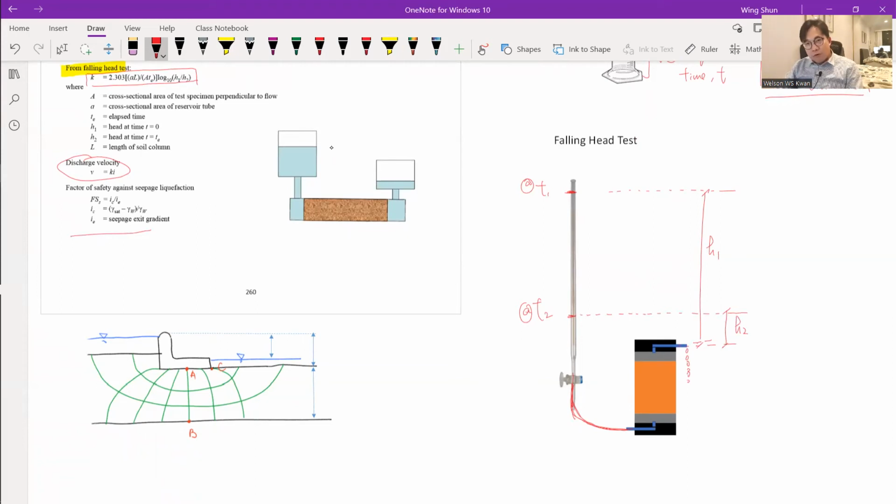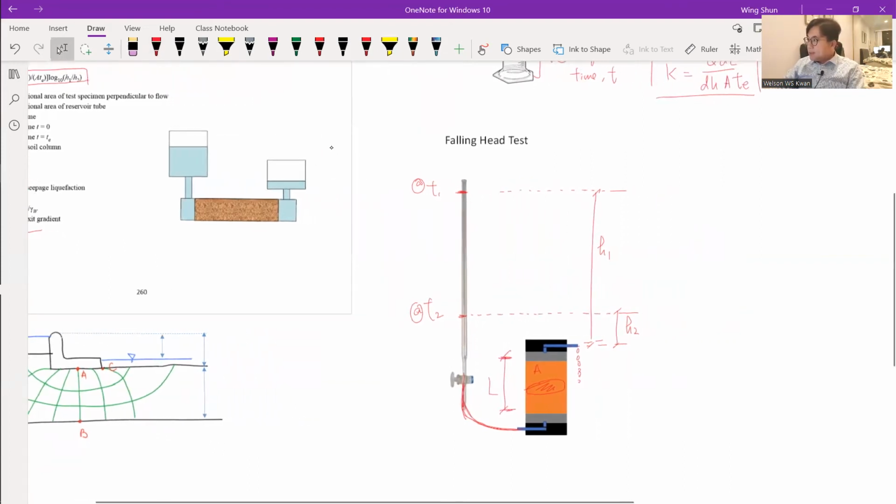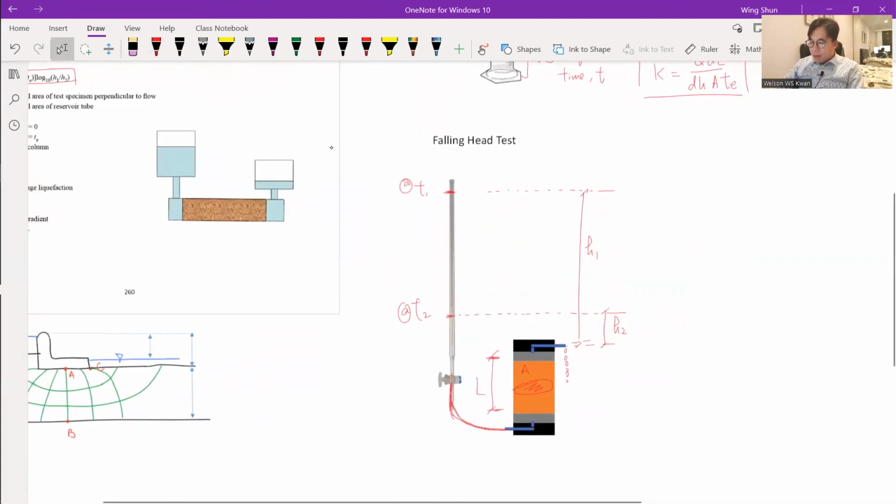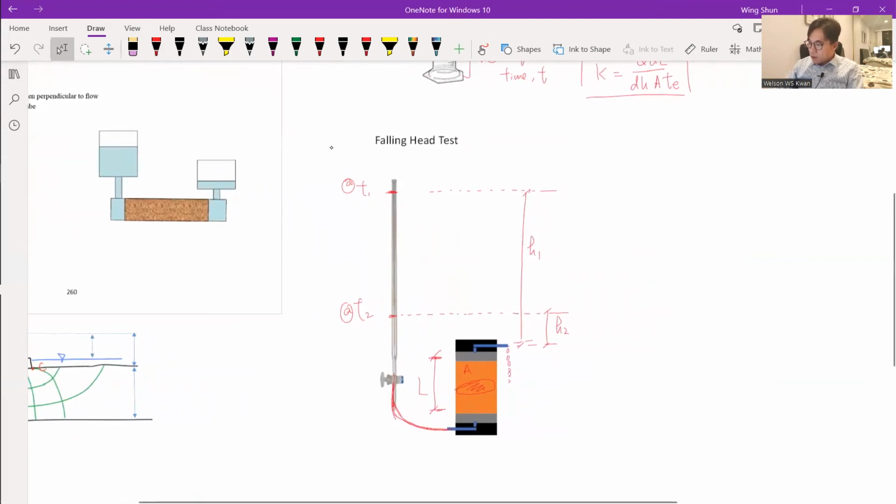Again, with these measurable and known parameters, we want to find the hydraulic conductivity. The same as before, we know the area of the soil specimen, and we can also physically measure the length. So with those measurable parameters, let's see what we can do.